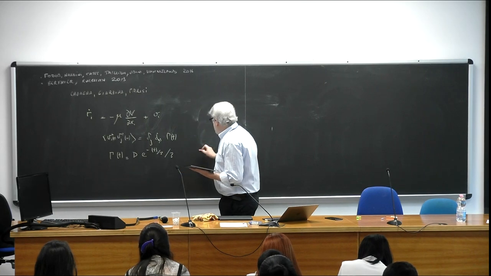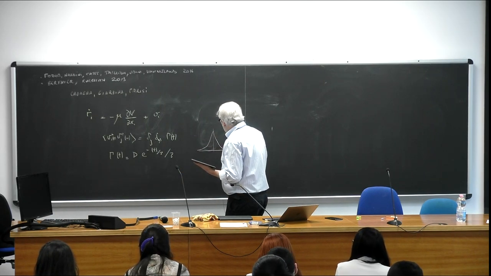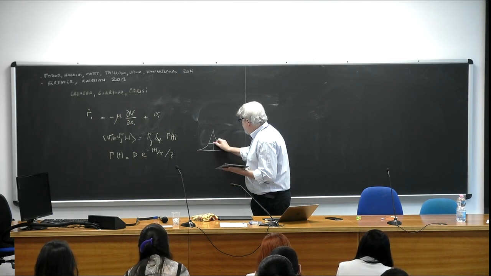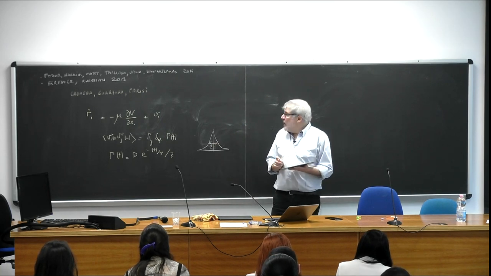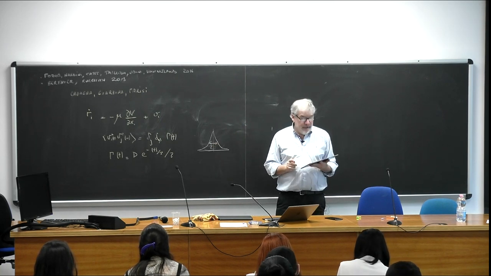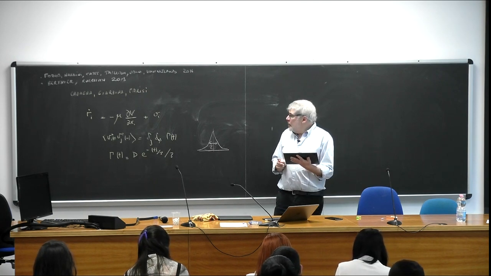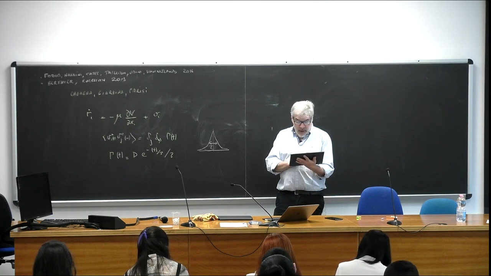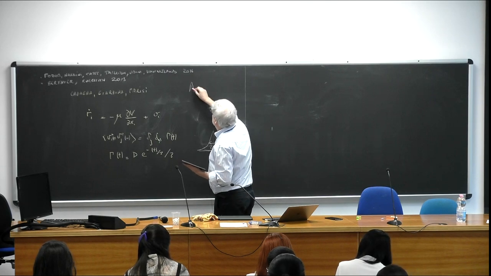So that the memory kernel, the noise correlation, if you want, is an exponential with tau of memory. Okay? And this is called an active Brownian particle.